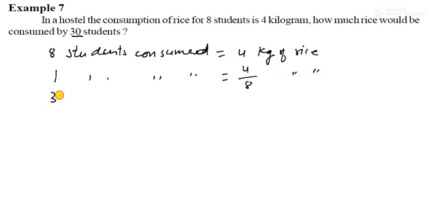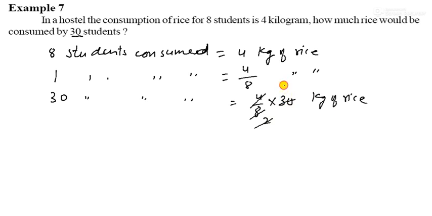Now what would come for 30 students? For 30 students, it will be 4 upon 8 into 30 kg of rice. So 4 ones are 4, 4 twos are 8. So 2 15s are 30. So it is 15 kg of rice. So that is your answer.